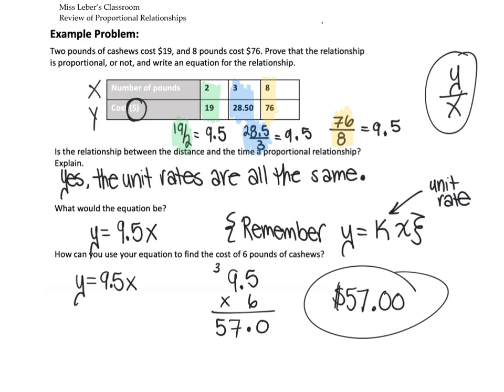So if I take a look, I did 19 divided by 2 to get 9.5. 28.5 divided by 3 to get 9.5, and 76 divided by 8, and I got 9.5.